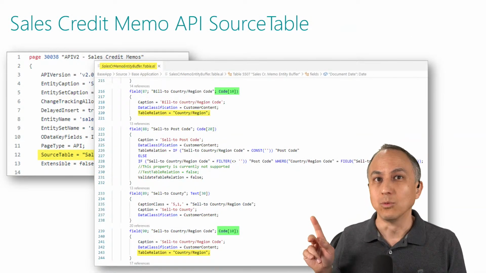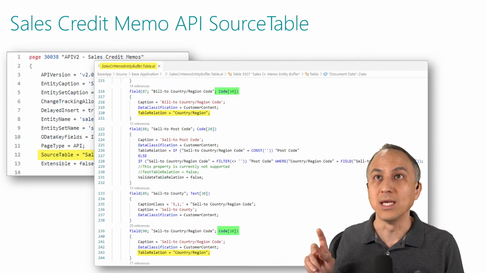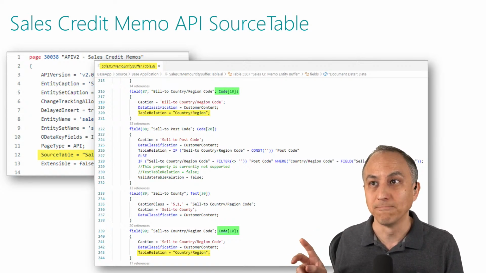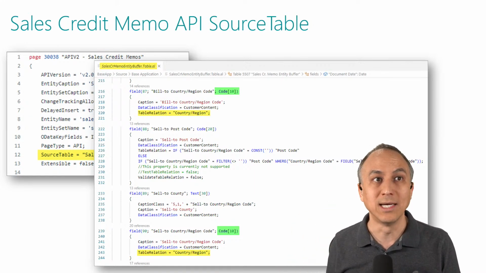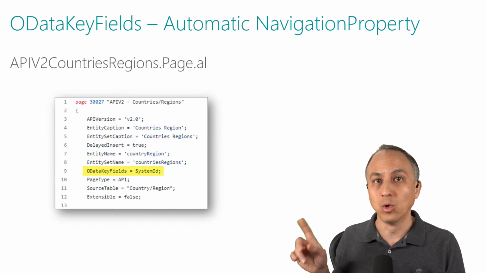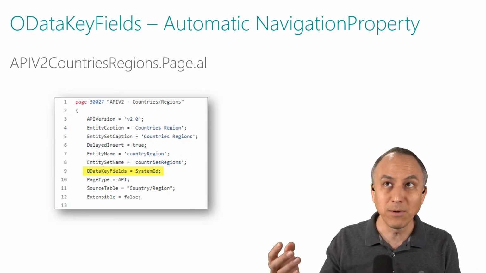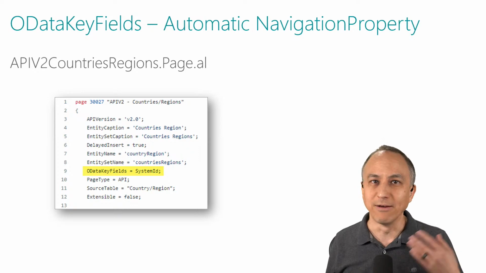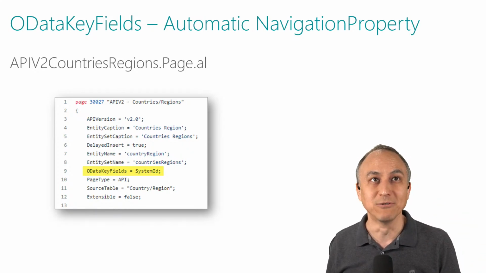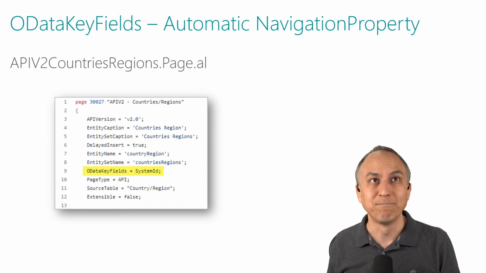The problem is we do not have the system ID for the country region records that are being displayed on the sales credit memo page. So it's retrieving the code. It is not retrieving or displaying the system ID in order to complete the relationship for this OData key fields property on the country regions API page. And if you followed that one, hats off to you. It took me a while to figure out how everything is linked.